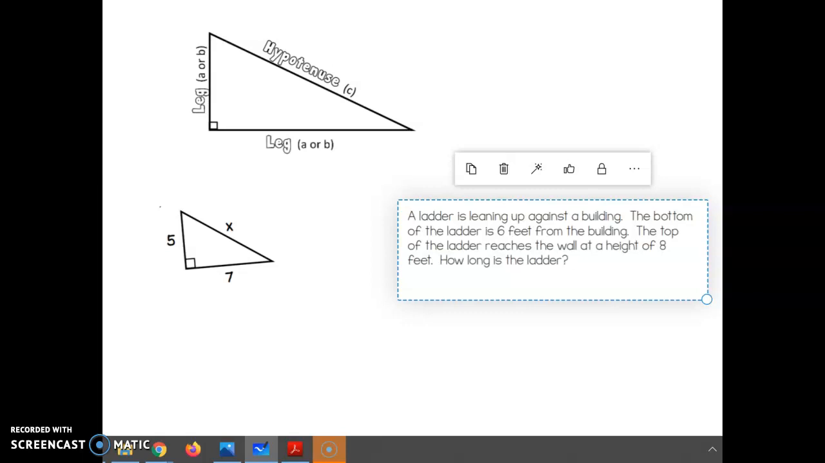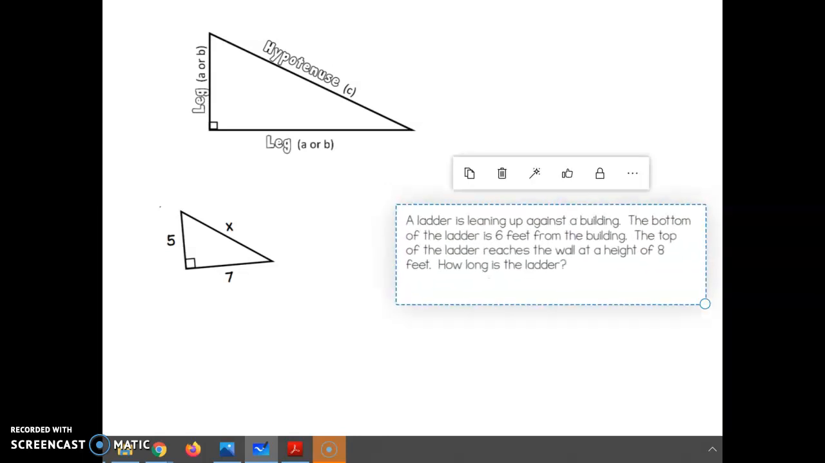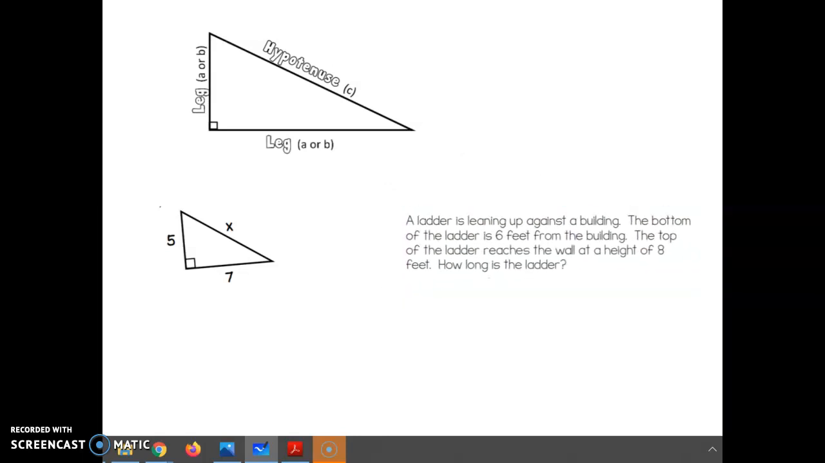So in our first video, we're going to practice with our Pythagorean theorem. The Pythagorean theorem is a very important theorem that says a squared plus b squared equals c squared. Now, what's essential when we are looking at the Pythagorean theorem is that this is for right triangles.